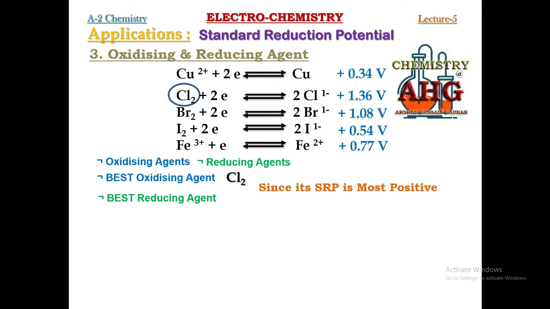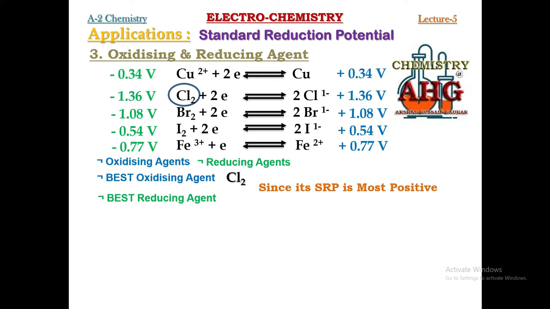And if we go in the backward direction, they will undergo oxidation. When they undergo oxidation, the potential for these half cells will be known as the standard oxidation potential. For example, for copper, the standard oxidation potential would be minus 0.34. For chloride, minus 1.36. For bromide, minus 1.08. For iodide, minus 0.54. And for iron 2, minus 0.77. So these are the standard oxidation potentials that we have written on the left hand side of these equations.